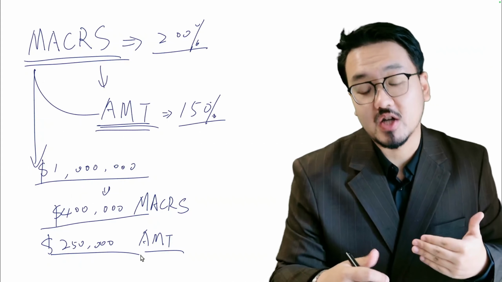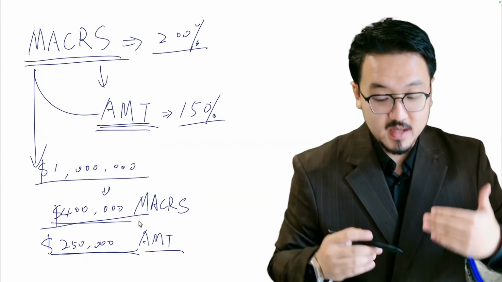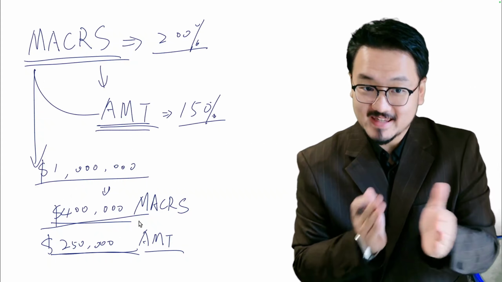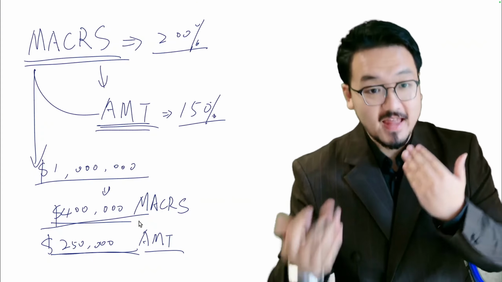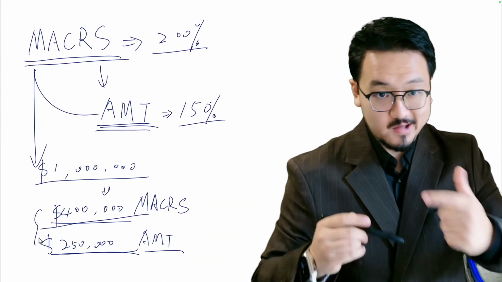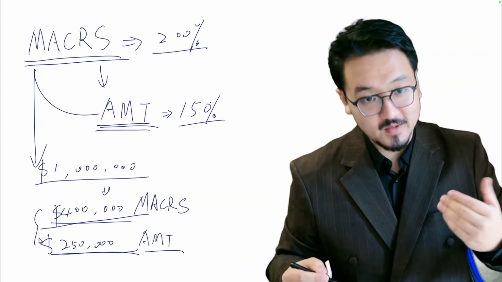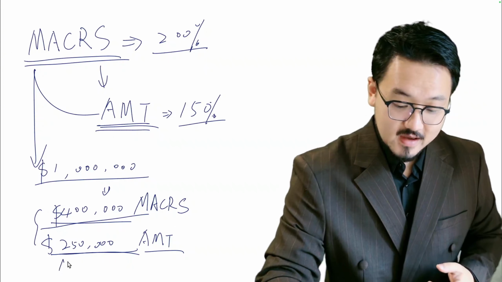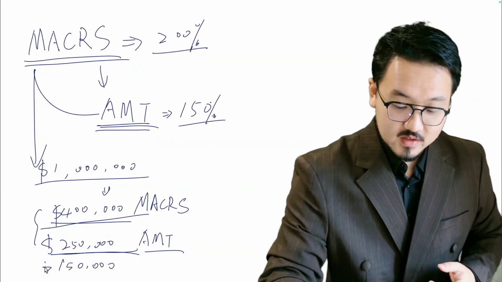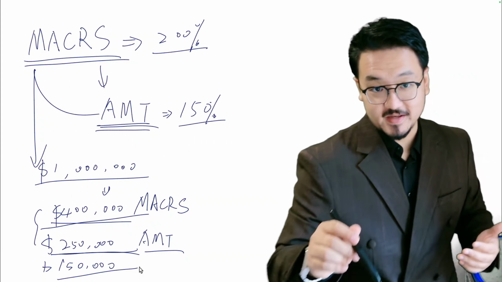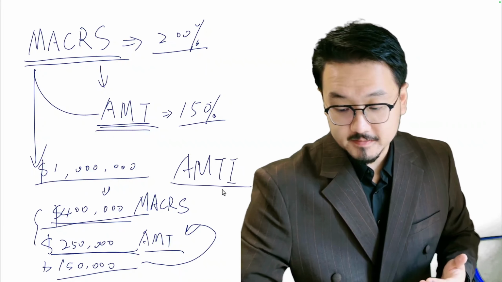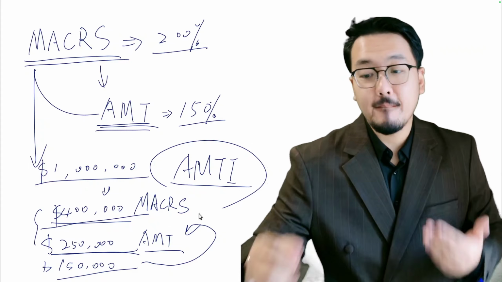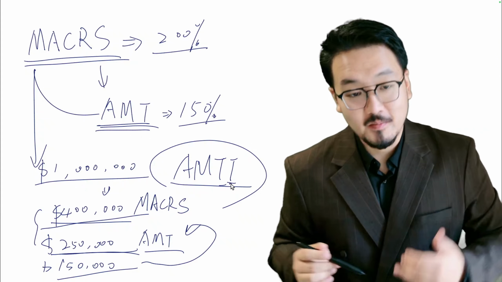MACRS is the accelerated depreciation method, right? So this is a difference. Remember, the difference right now is a timing difference. It will equal out later, but in that specific year there's a difference. If you subtract 250,000 from the 400,000, you get $150,000. And that difference is added back to the alternative minimum taxable income.